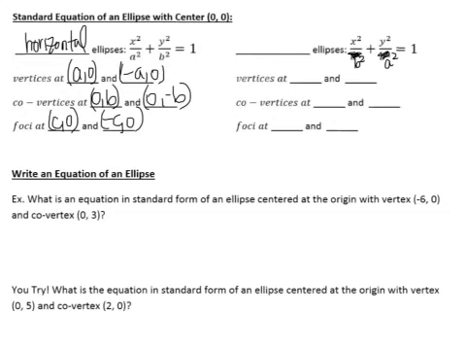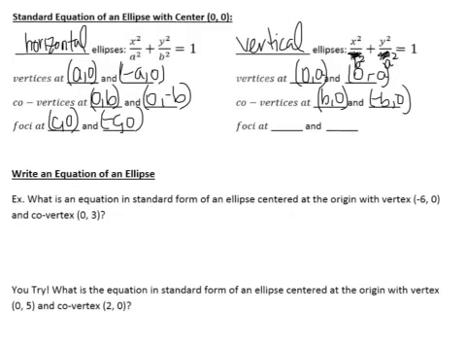Okay, and now looking at our vertical ellipses, the standard form for this is x squared over b squared plus y squared over a squared is equal to 1. Our vertices here, again looking back at the diagram before, are going to be at 0, a and 0, negative a. Our co-vertices are going to be at b, 0, and negative b, 0. And the foci are at 0, c, and 0, negative c.